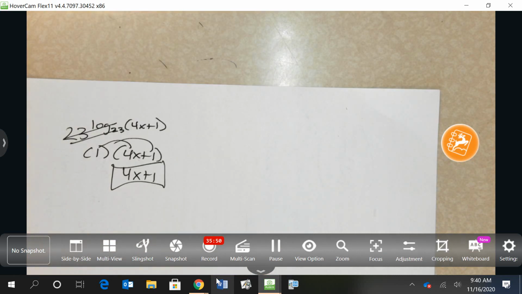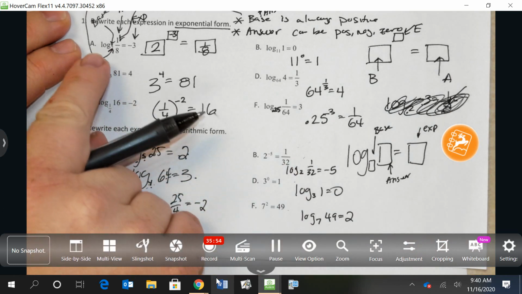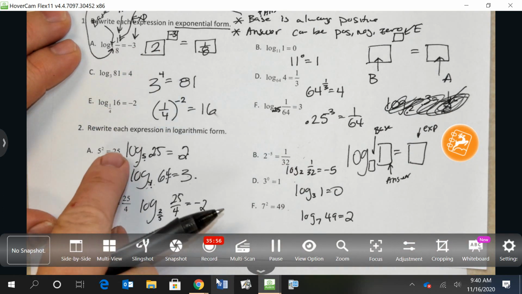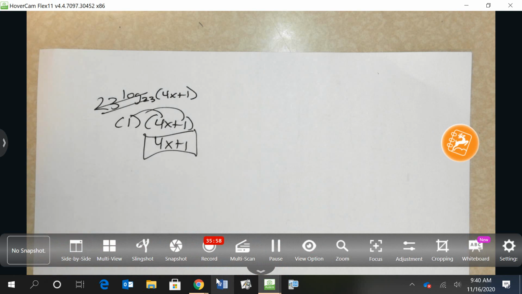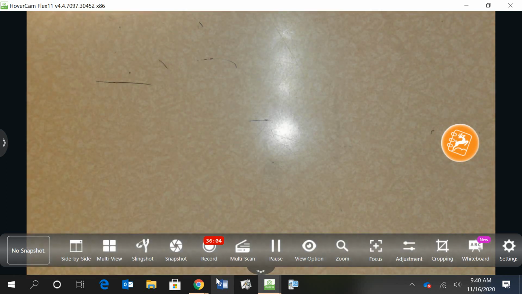Prior to that, you were asked to rewrite from log to exponential or exponential to log. And then we started the class with just talking about what are logs and why do we use them. All right, so we're on to the last part, which is part 2. It consists of 8 problems, and I don't think we'll end up doing all 8.